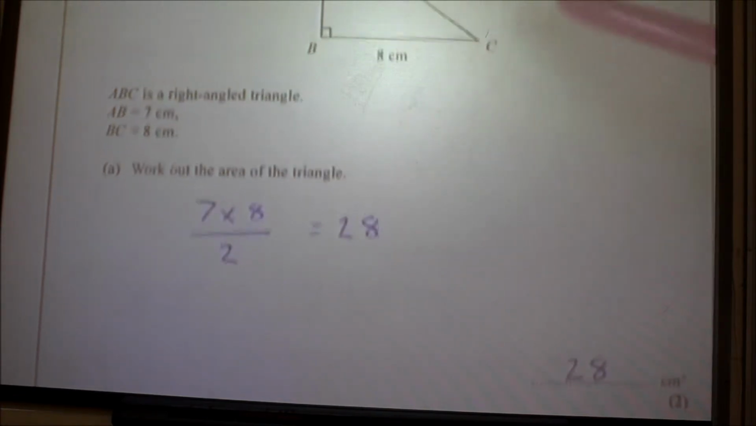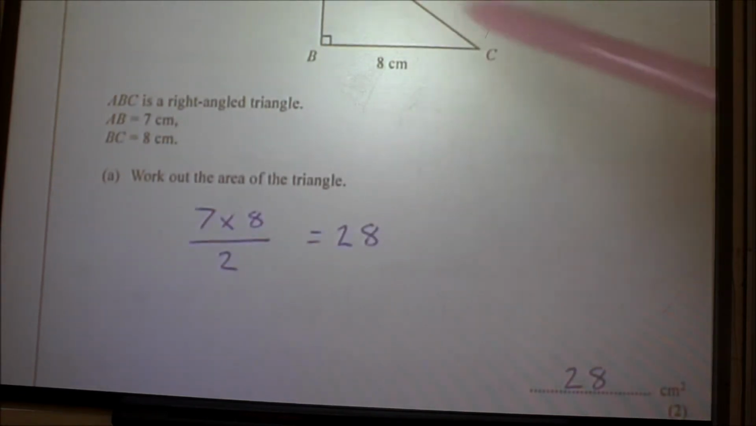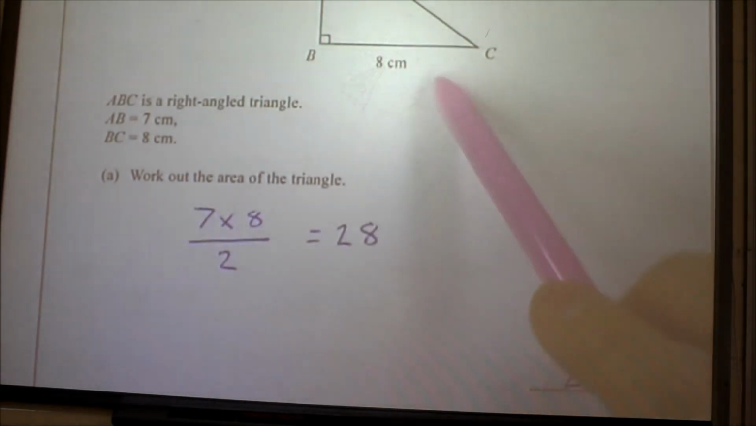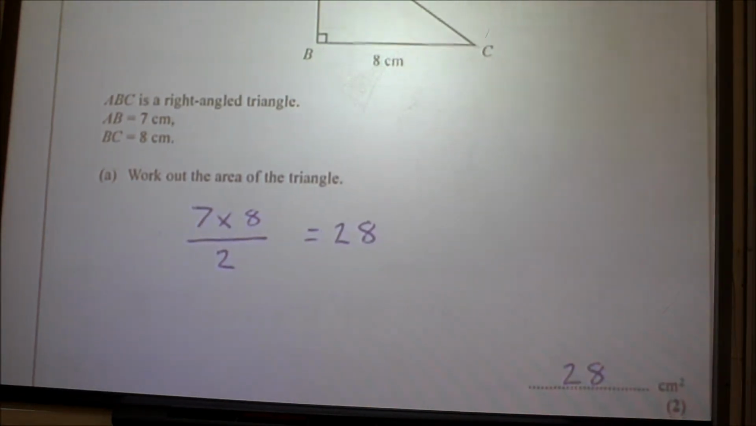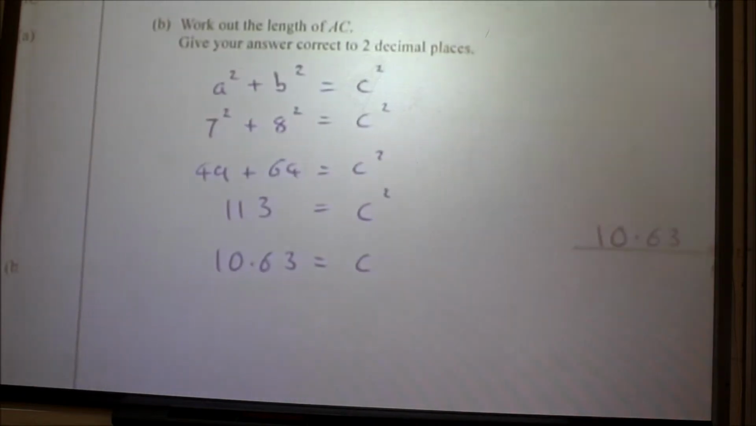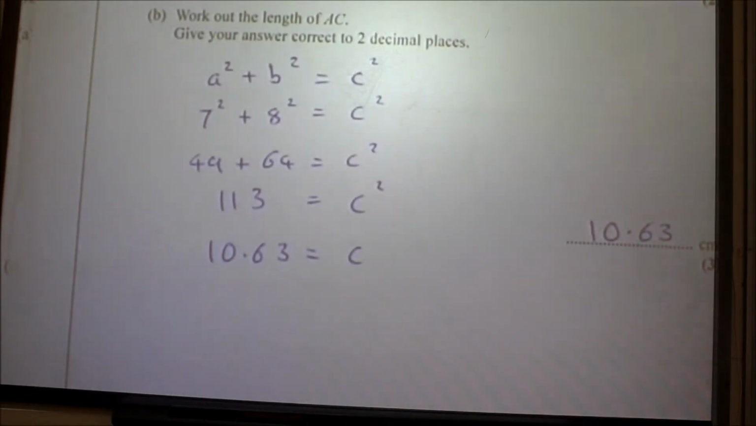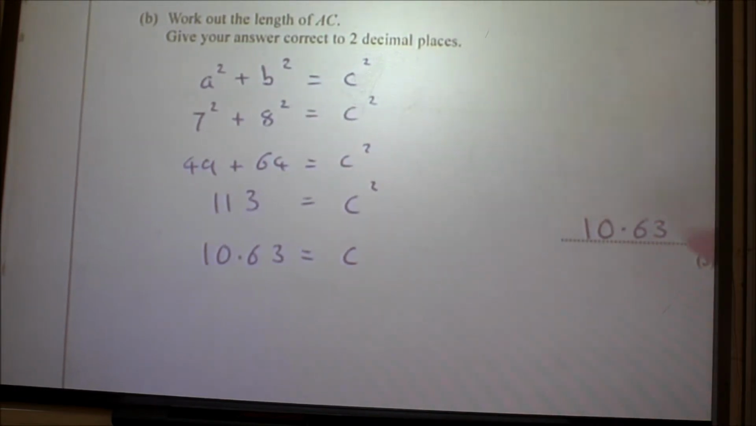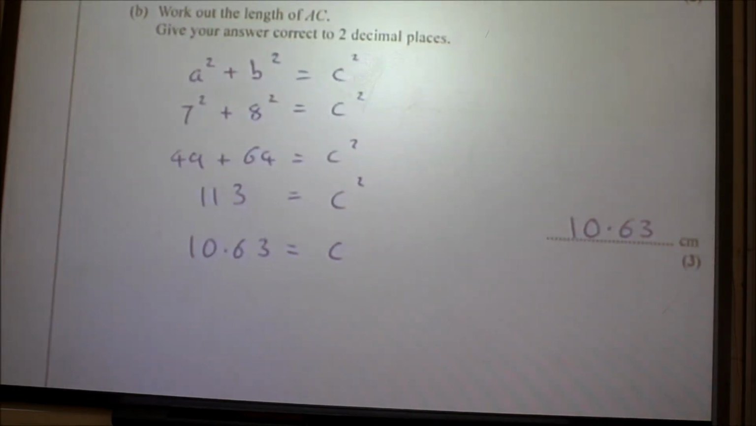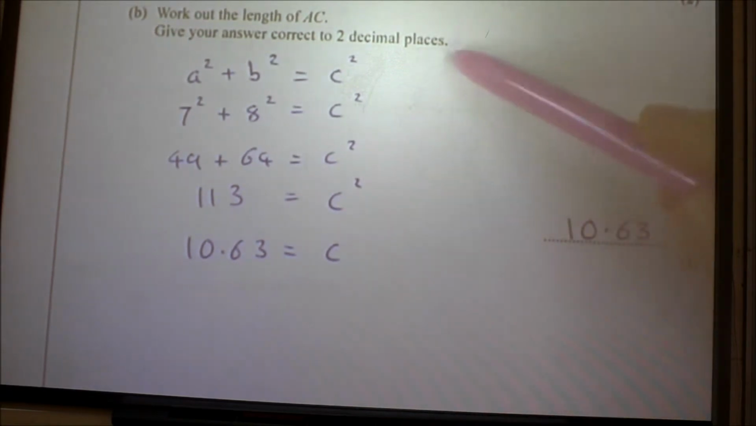The next question, we're asked to find the length of AC. You could use sine, cos and tan for this, but there's not a lot of point, because if it's a right angled triangle and you know 2 of the lengths, you can use Pythagoras to work it out. Here's my workings for it. A squared add b squared is c squared. So 7 squared add 8 squared, and so on, and follow it down. And you should have got 10.63 because it's to 2 decimal places.